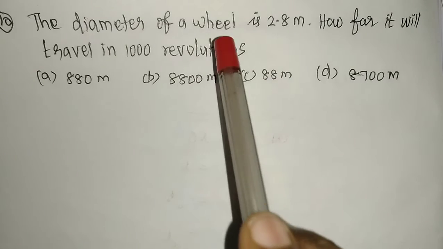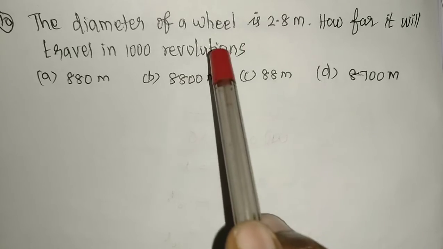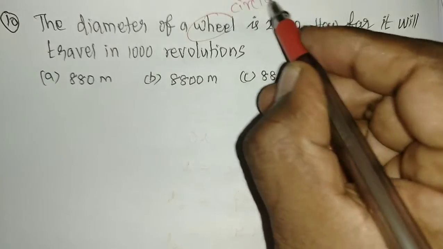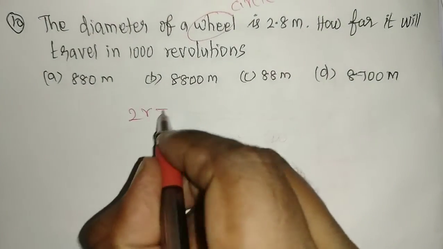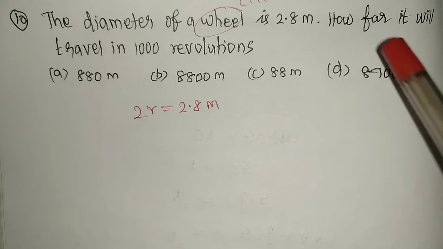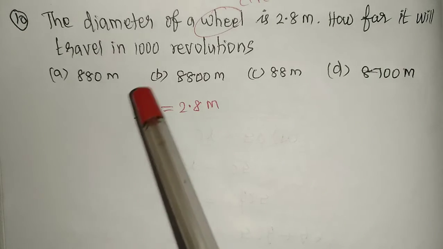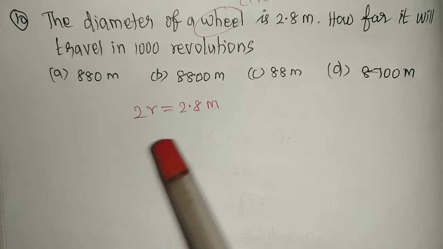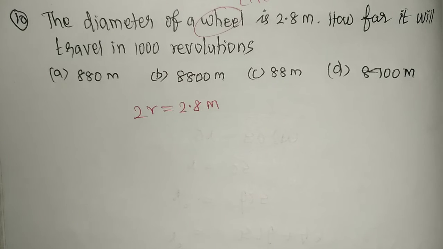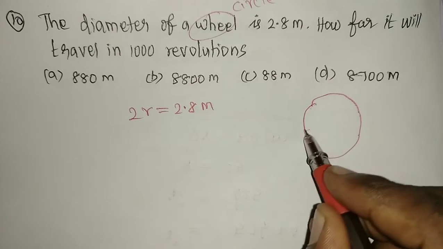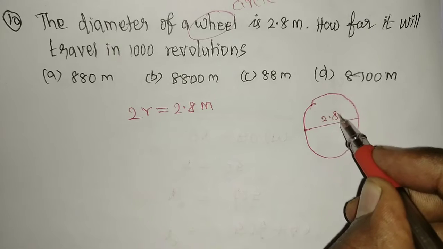The diameter of a wheel is 2.8 meter. A wheel, in the sense, generally it is a circle. Circle only, its meaning is circle. So the diameter of the circle is given as 2.8 meter. Next, how far will it travel in 1000 revolutions? In 1000 revolutions, the wheel will rotate 1000 times. Then how far will it travel? Likewise they are asking. So we have a wheel in the shape of a circle, and the diameter they have given is 2.8 meter.